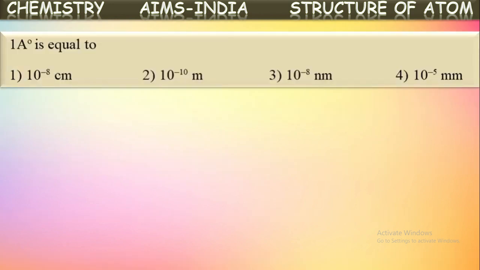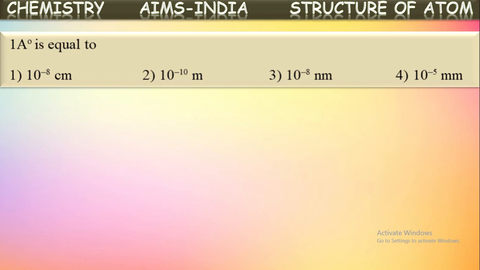Next, 1 angstrom is equal to. So 1 angstrom is one of the units of wavelength. What is wavelength representing? The distance between the two nearest troughs or crests is called wavelength. As it is a distance, it can be calculated in terms of meters, centimeters, micrometers, nanometers, angstroms. Most frequently used is angstroms, as wavelengths are very small quantities.